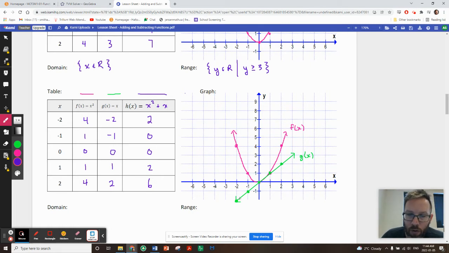So for -2, we have -2 and 4, that gives us +2. 1 and -1 gives us 0. 0 and 0 gives us 0. 1 and 1 gives us 2. And 4 and 2 gives us 6.